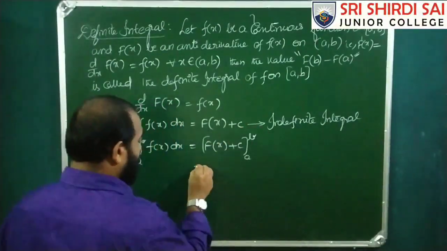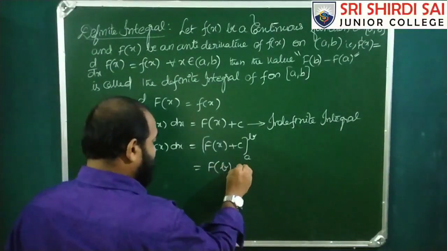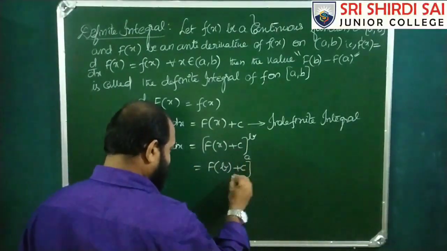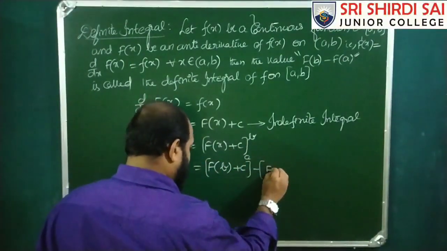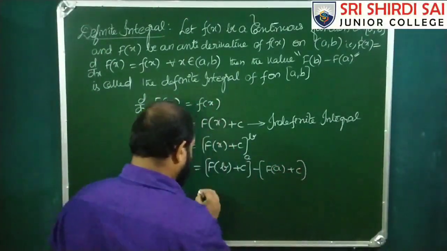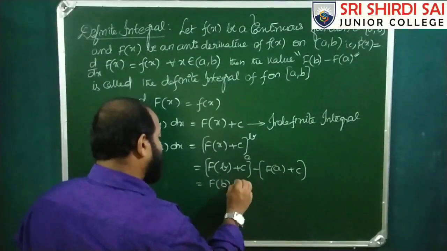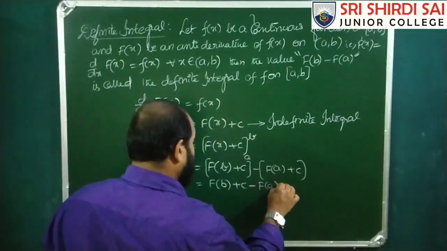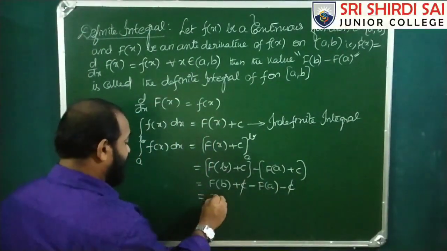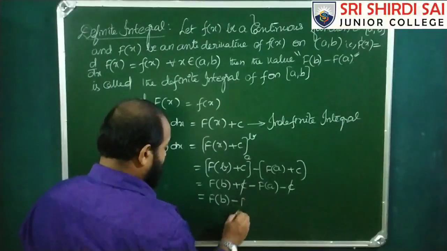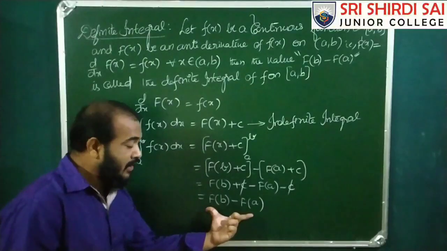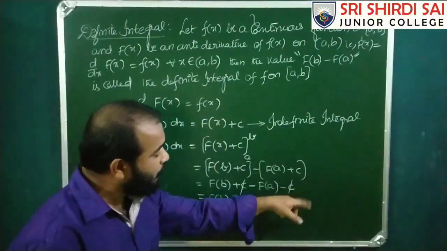from a to b. So F(b) plus c, substituting b, minus F(a) plus c, substituting a. Then F(b) plus c minus F(a) minus c, the plus and minus c get cancelled, so F(b) minus F(a). So this is called the definite integral, where c is vanished.